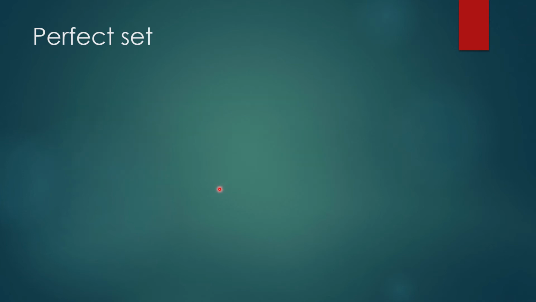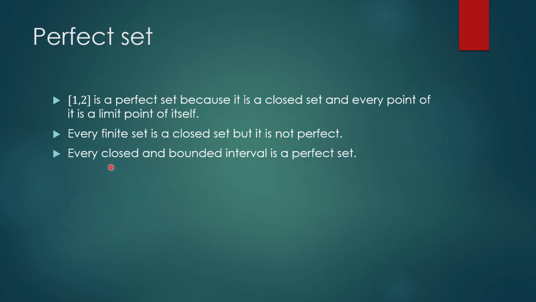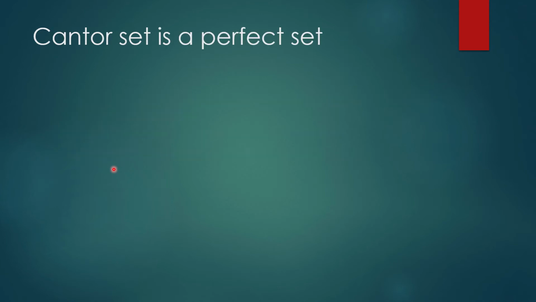The closed interval [1, 2] is a perfect set because it is a closed set and every point of this set is a limit point of itself. Every finite set is a closed set, but it is not perfect. Every closed and bounded interval is a perfect set. So these are some examples of perfect sets. The Cantor set is a perfect set. Now let us prove that the Cantor set is a perfect set.